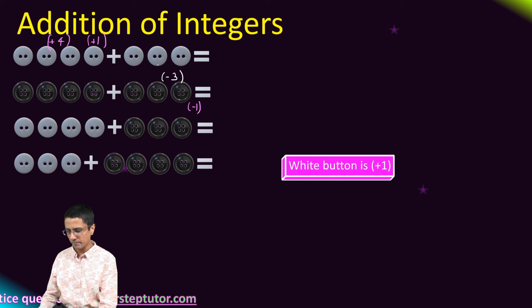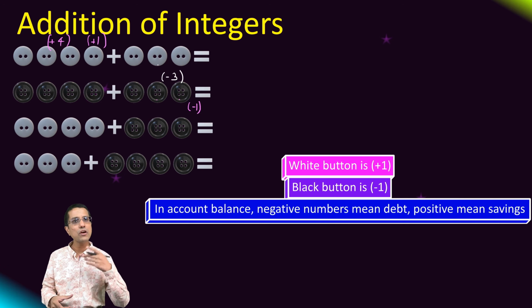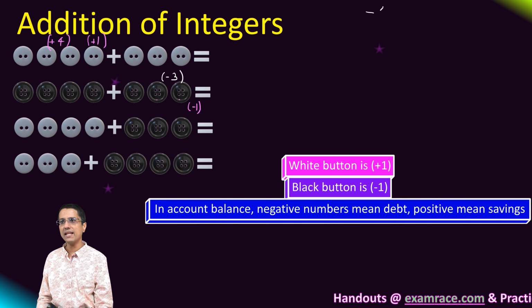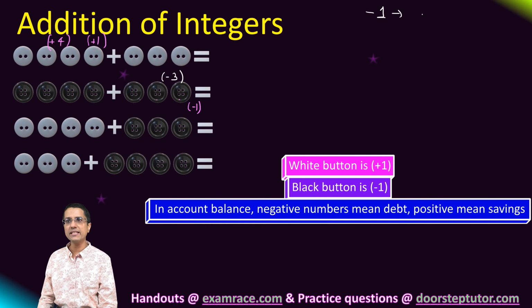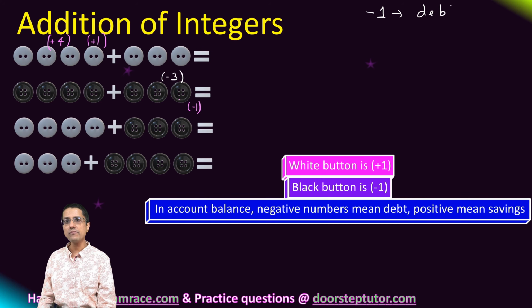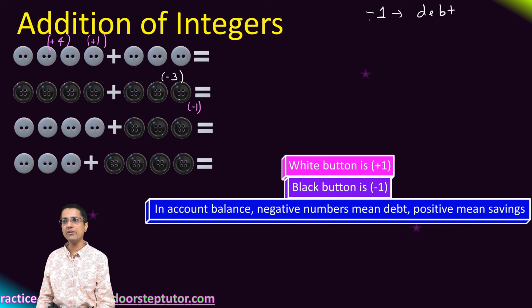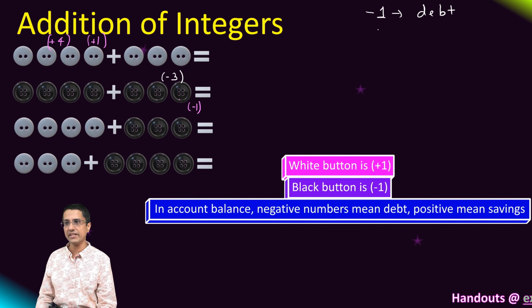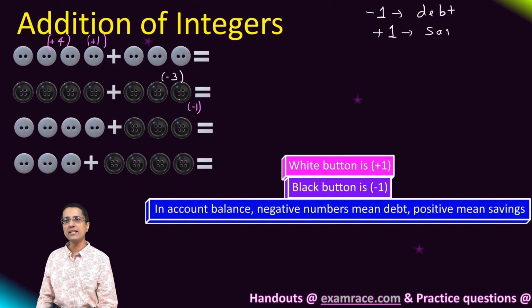Very simple. At the same time, when we are doing these problems, we'll also use our analogy of account balances. If you remember, we said that if I have a negative balance in my bank account, then that is actually not my real savings, but it denotes debt. What does it mean? It means that I owe this many rupees. A negative balance of -1 would mean I owe 1 rupee to the bank. It is not my real savings. A positive balance, of course, means my real savings.